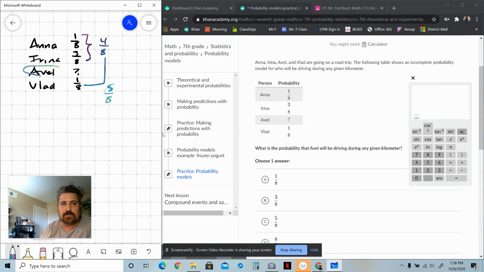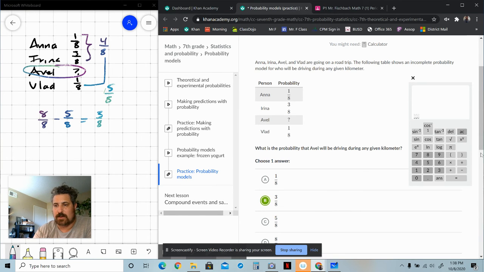So that means that 5/8 have been covered already. So that means that Avel must be the remaining portion, right? So what's 1? 8/8. Take away the part that we already know, 5/8, and you're left with Avel, which would be 3/8. So Avel is going to be 3/8 of the time. So for Avel, you just put 3/8, and you're good to go.